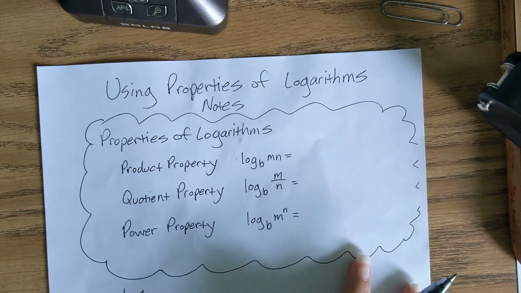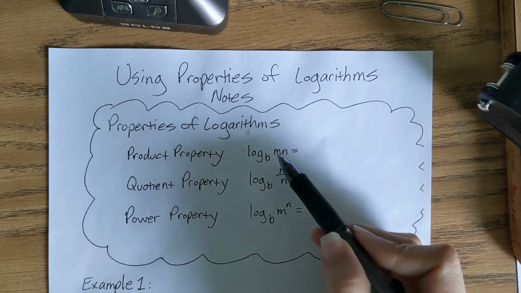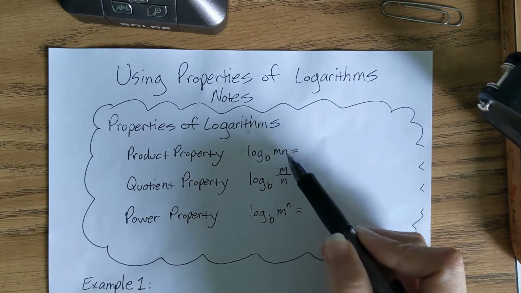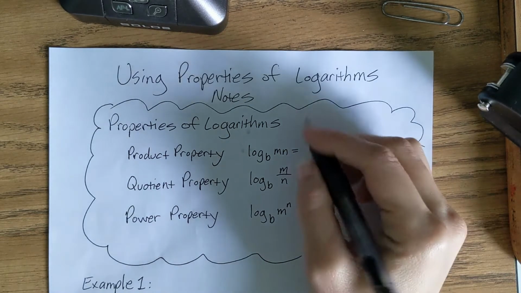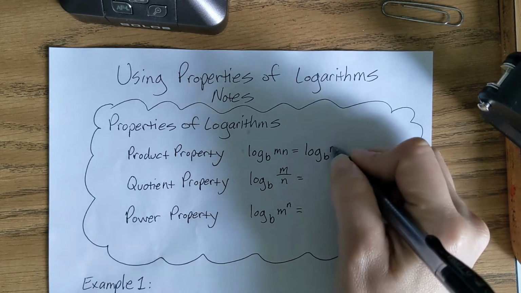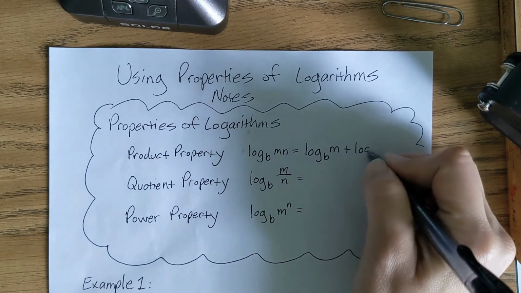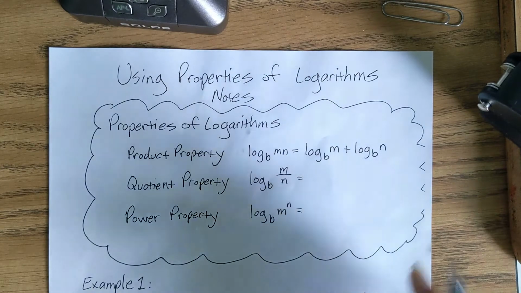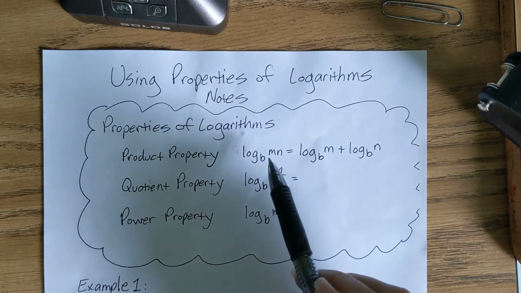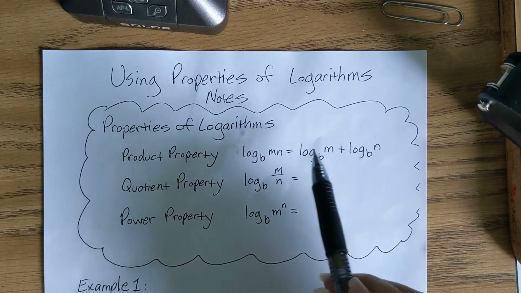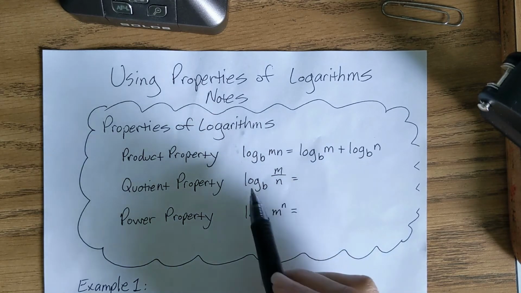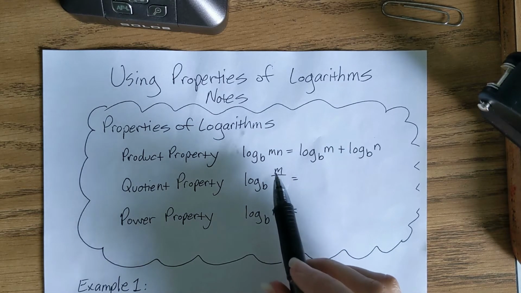Product property means that if you multiply two numbers together in this part of the log, you're also going to be able to expand that into what looks like this. It's going to be log_b M plus log_b N. Okay, so if you didn't know that previously, now you know. You can expand what this is, where you multiply two numbers inside the log, into the log in front of both of those numbers added together.